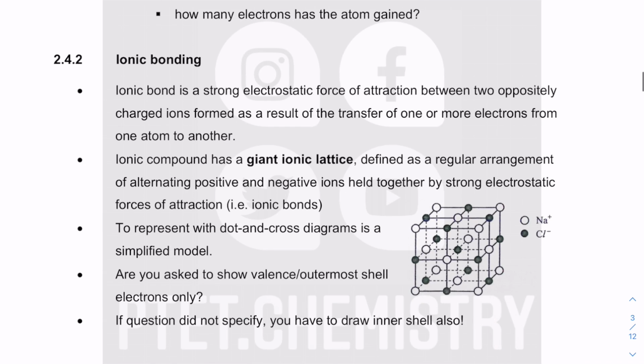All right. Ionic bonding. An ionic bond is a strong electrostatic force of attraction between two oppositely charged ions formed as a result of the transfer of one or more electrons from one atom to the other. So this atom likes to lose electrons, this atom likes to gain electrons. Something likes to lose electrons, something likes to gain electrons. You will get ions, which are oppositely charged, and the force of attraction between these oppositely charged ions gives rise to this strong ionic bond.